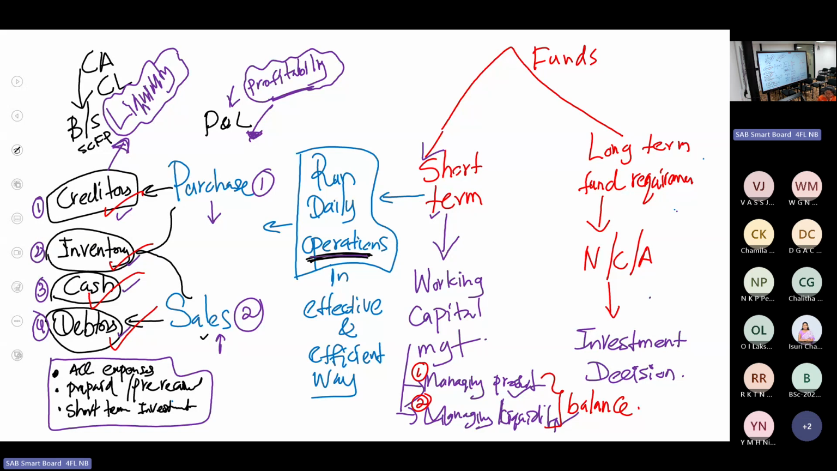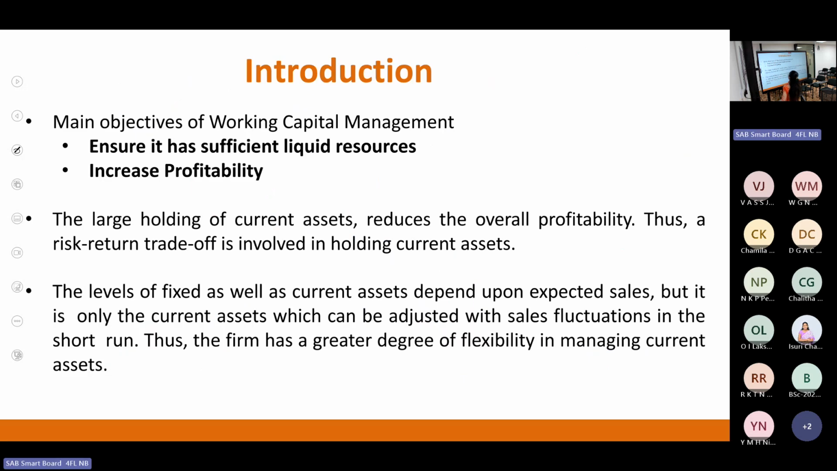Okay. I hope you have written down the important concepts on the screen that I have already shared. Then we'll go to the next point. This is the intro that I have discussed. You can read it.